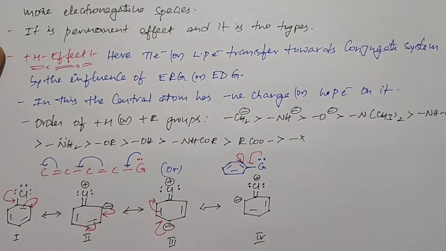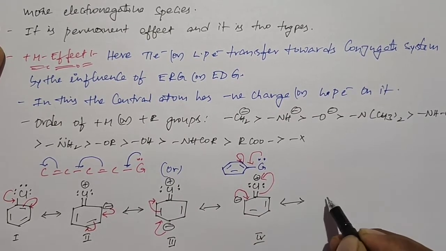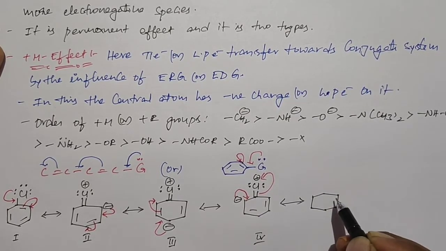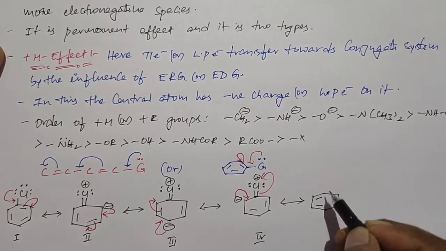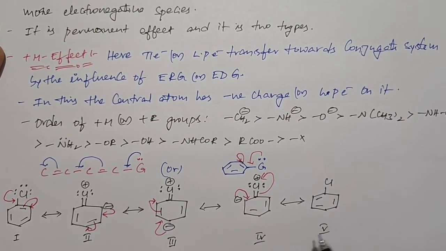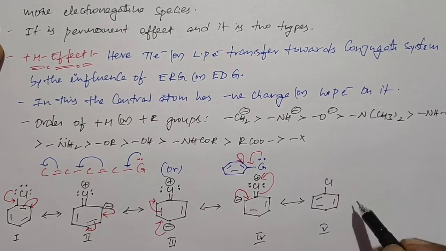Again these lone pair electrons shift as pi electrons, and these pi electrons shift towards the chlorine as a lone pair. Then we get the structure like this, structure 5. So by the combination of all these five structures, which we call resonating structures, we describe the molecule.